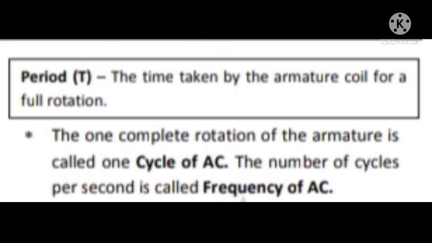One complete rotation of the armature is called one cycle of AC. The number of cycles per second is the frequency of AC. What is the frequency of AC? The number of cycles per second is the frequency of AC.